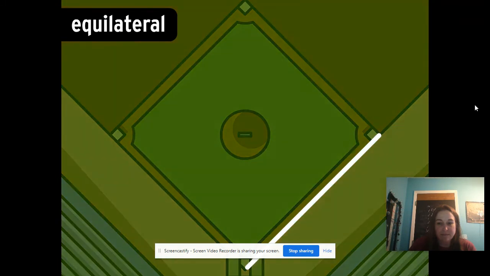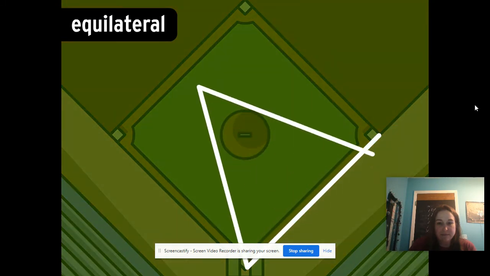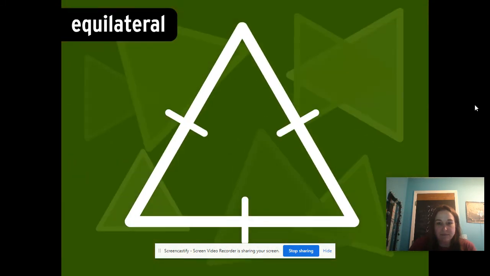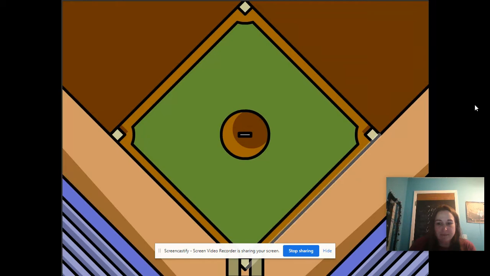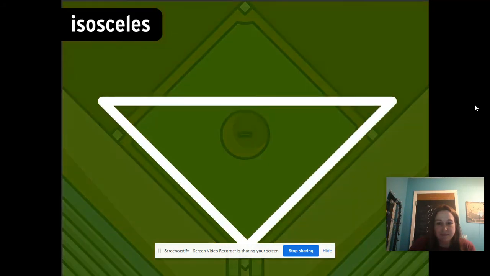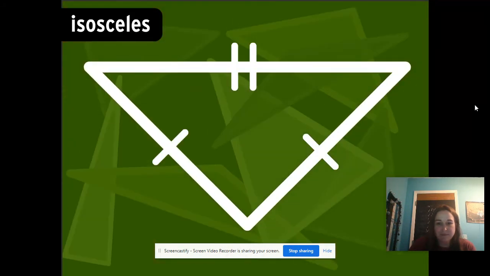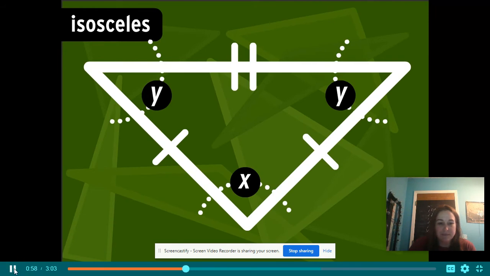Equilateral triangles have three sides of equal length. Since the sides are equal, the angles of an equilateral triangle all measure 60 degrees. Isosceles triangles have at least two sides that are the same length. At least two of the angles will be equal as well.